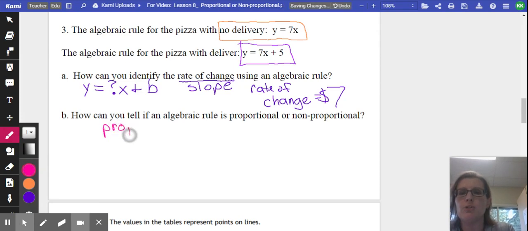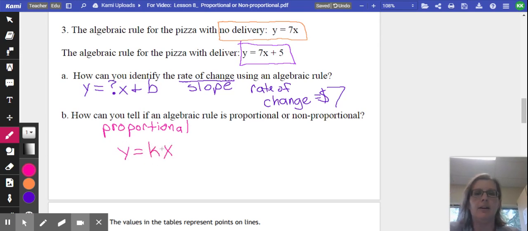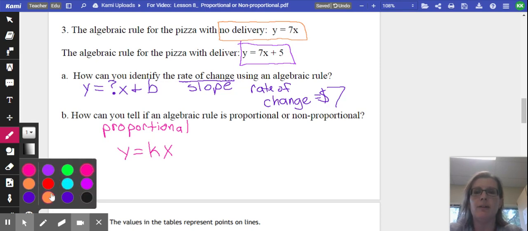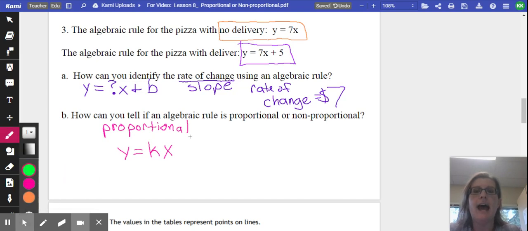If it is proportional, it has to be in the format y equals kx. There can't be anything else. Or you might in the future see some situations where you will have to solve the equation to put it into the form of y equals kx. So it cannot have a plus or minus anything. If it has a plus or minus after the x, then it is non-proportional.